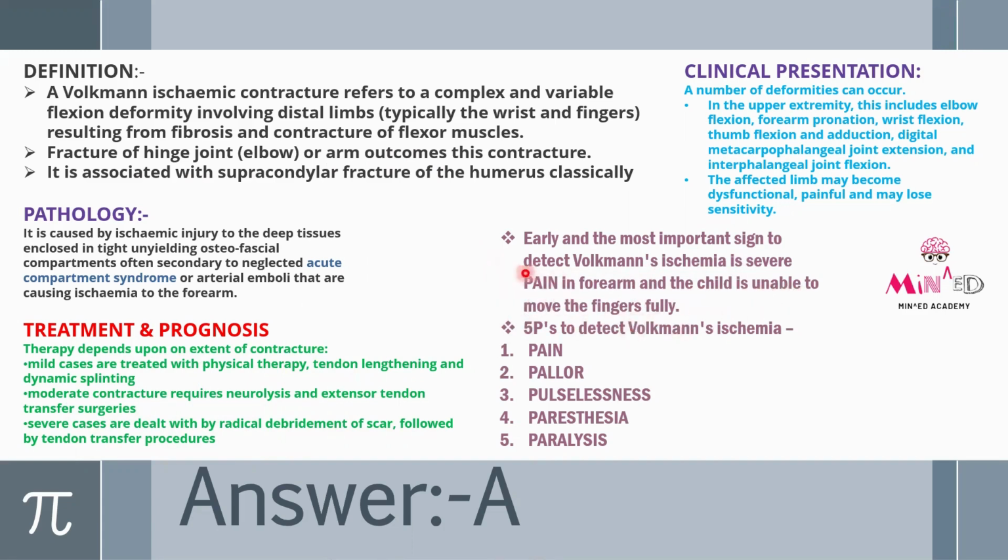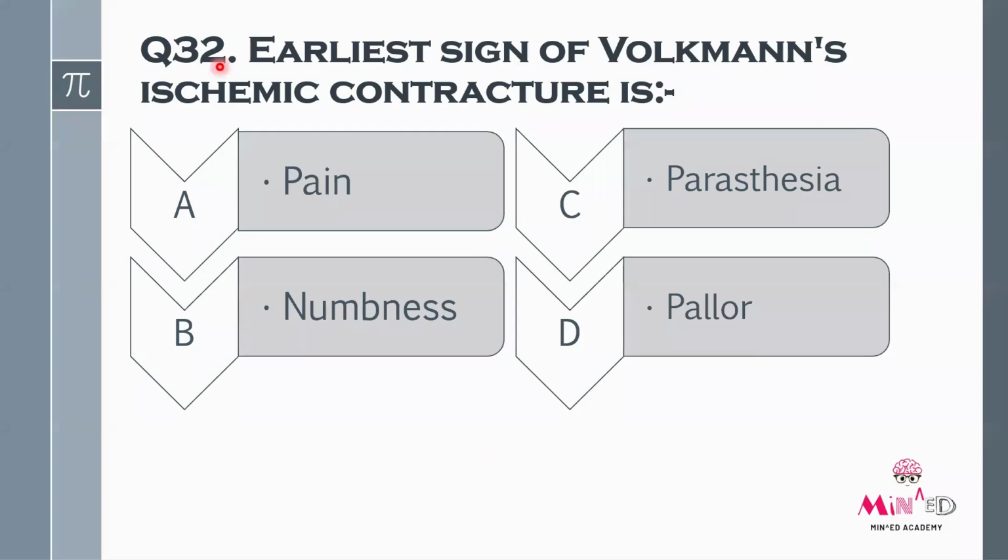So as you can see, the most important sign is pain. There are 5 P's: pain, pallor, pulselessness, paresthesia, and paralysis. So the answer to this question will be answer A. The earliest sign of Volkmann's ischemic contracture is option A, pain.